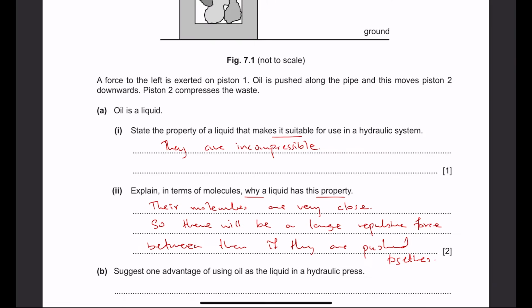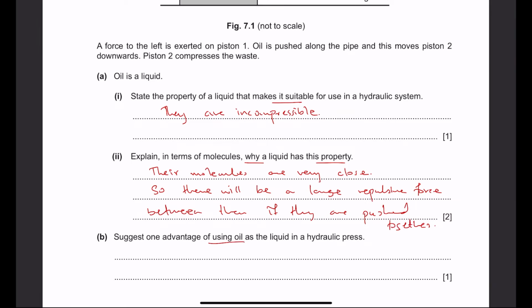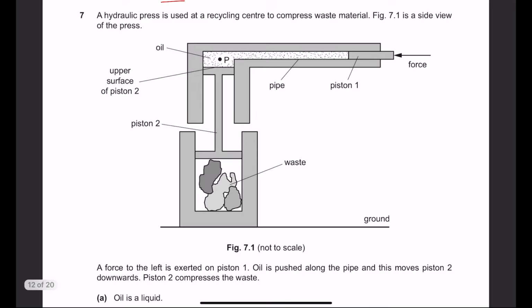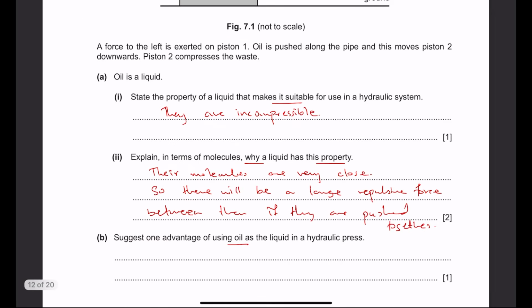Now, what is the advantage of using oil? You could have also used water or any other liquid, but why oil? Well, there is an additional advantage as well. Think about these pistons, and they are rubbing across these surfaces here as well and here as well. The thing with oil is that it's a very good lubricant. So what it does is that it reduces friction. Oil will reduce friction because it's a good lubricant.